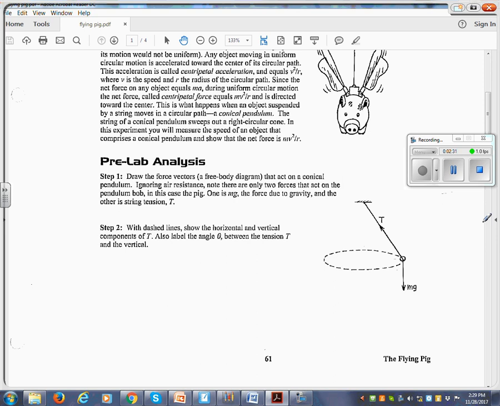So let's draw in, let's go this way, I think, and we're going to label this one TY. That's the Y component of the tension.